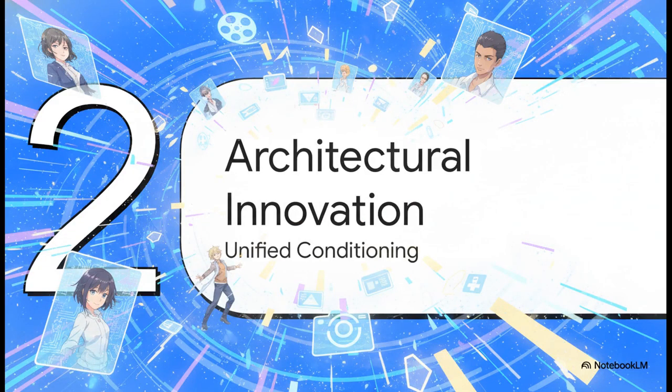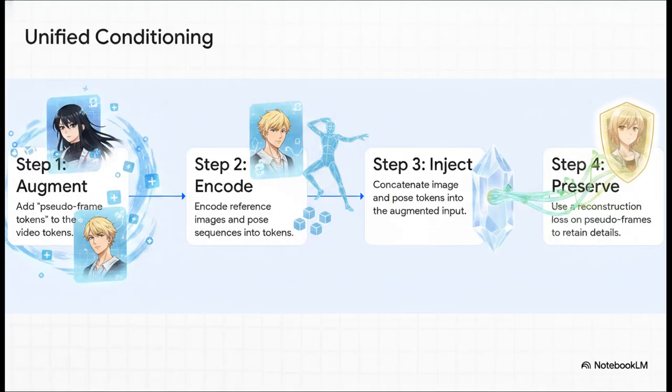All right, so let's tackle that first problem. How do you feed image and pose data into the model without it completely wrecking the output? OmniShow's first big architectural idea is something they call unified channel-wise conditioning. And this is where things get really clever. Instead of designing some massive complex new module, they took a much more elegant approach. What they do is they augment the input video tokens with these things called pseudo-frame tokens.